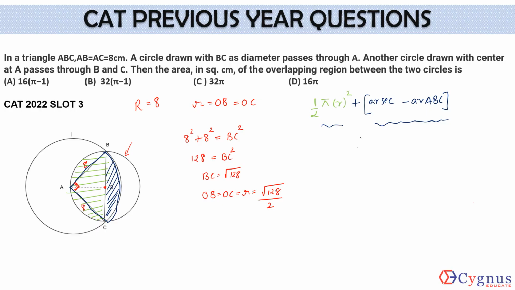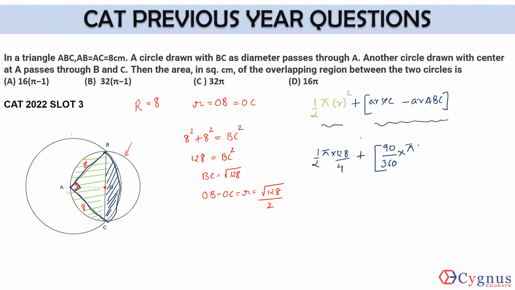Now, what was the value of r? It was root of 128 by 2. So how do we write it? 1 by 2 pi, root of 128 by 2 square will be 128 by 4. This is equal to half the area of the smaller circle plus the area of the sector. That is theta. The angle is already known to me. That is 90. 90 by 360 into this was a sector of the bigger circle.